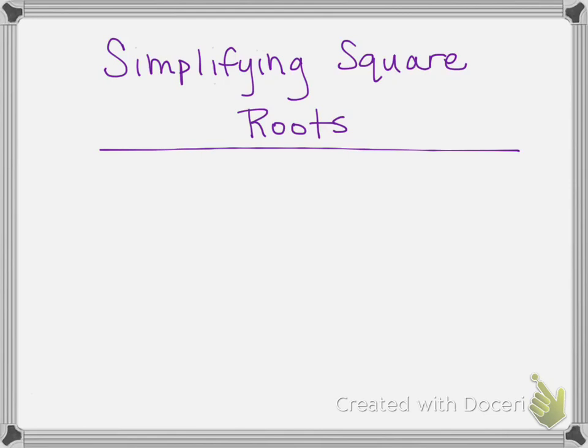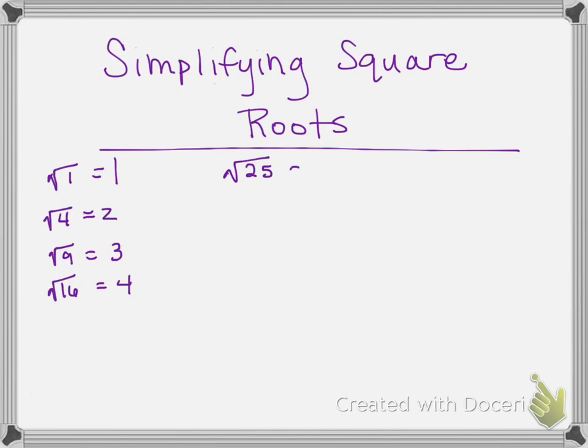For instance, we know that 1 times 1 equals 1, and so we know that the square root of 1 is 1. We know that 2 times 2 equals 4, so we know the square root of 4 is 2. We know 3 times 3 is 9, so the square root of 9 is 3. We know the square root of 16 is 4. We know the square root of 25 is 5. We know the square root of 36 is 6.